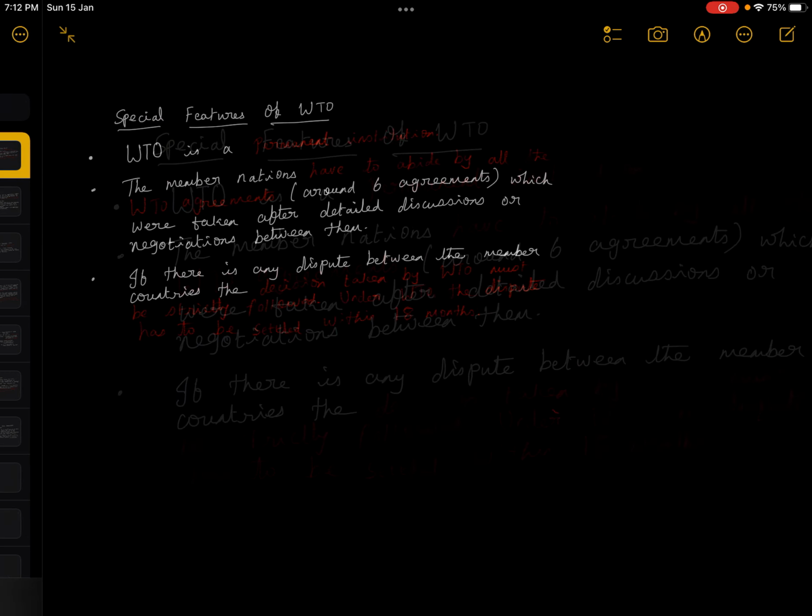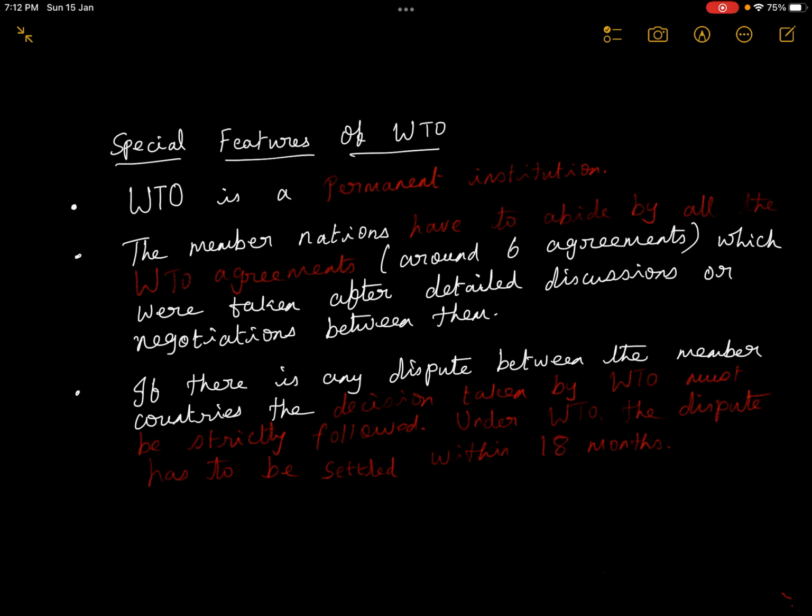Okay. Now some of the special features of the World Trade Organization. Unlike GATT, it is a permanent institution. GATT was only a temporary arrangement, but the World Trade Organization is a permanent institution. Second one, the member nations have to abide by all the WTO agreements, around 6 agreements, which were taken after detailed discussions or negotiations between them.